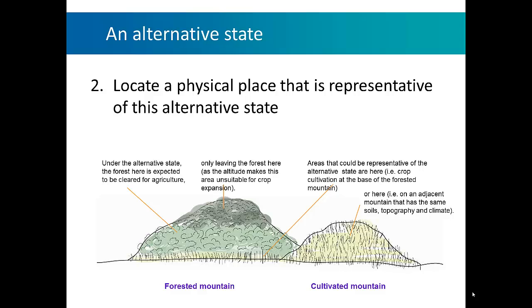And there are two options for actually looking at what the services might be for the area that would be cleared. One option would be to look at the lower slopes where they have already been cleared on that mountain and to take data from the crop cultivation from that area, or alternatively to look for another similar mountain that has the same soil, climatic situation and topography, and to take data from there and extrapolate it across to the area that you anticipate would become cultivated under your alternative state.